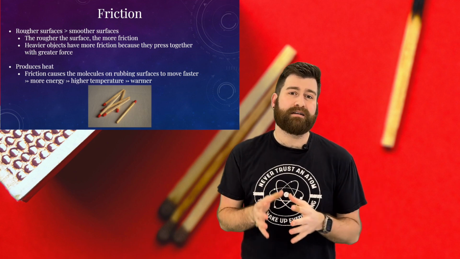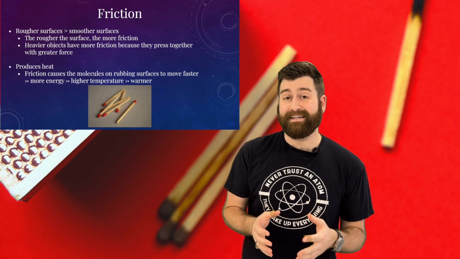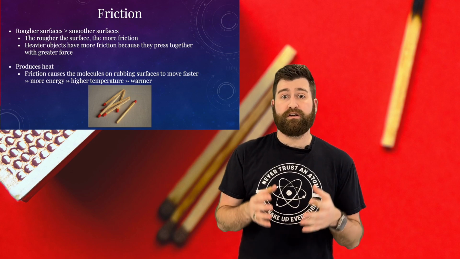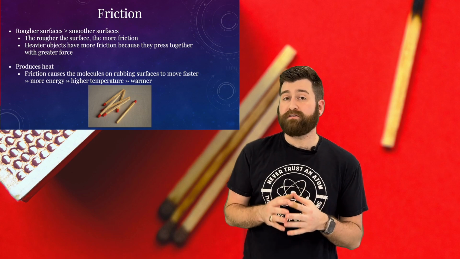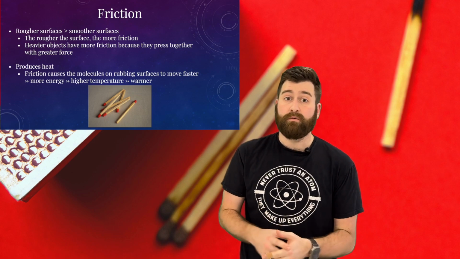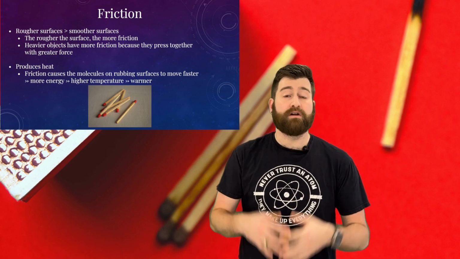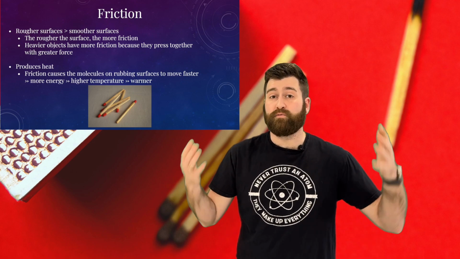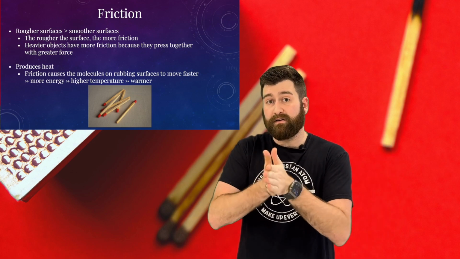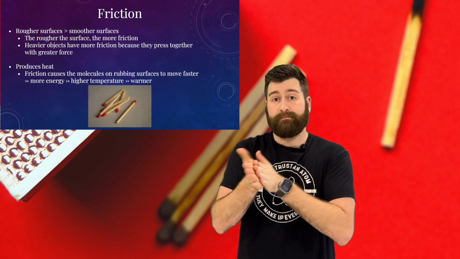And a byproduct that results from friction is heat. This is because friction causes the molecules of rubbing surfaces to move faster, which leads to more energy, which results in a higher temperature, making things warmer. That's why when you rub your hands together a lot, they get warm.